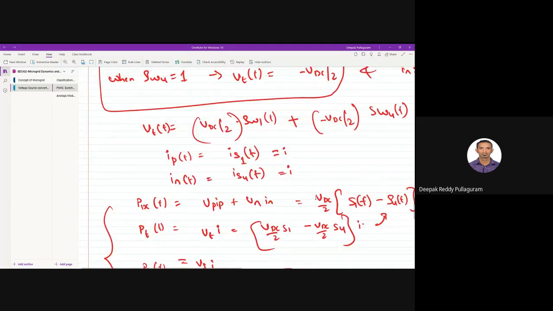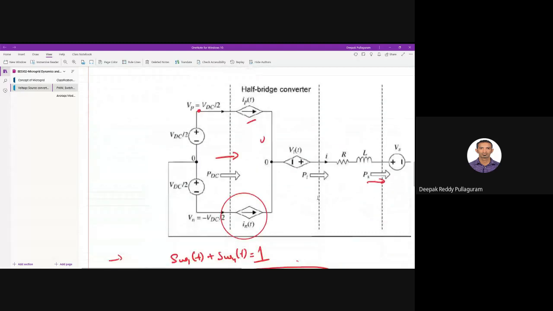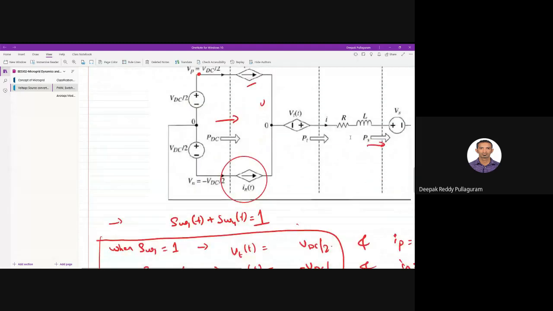Now, if I want to do the average model, I should write the differential equations, just like how you do it in state-space modeling. I think you also did state-space modeling of buck converters or boost converters. You might have done it in your undergrad electronics, I hope.